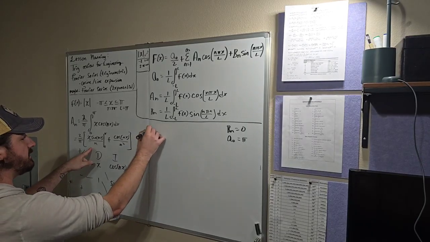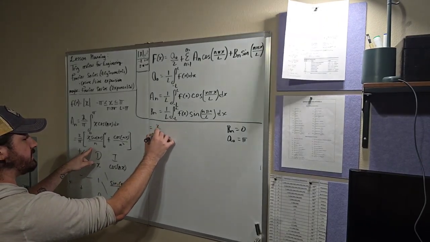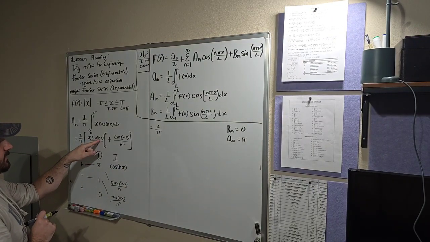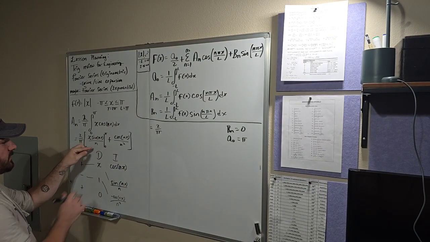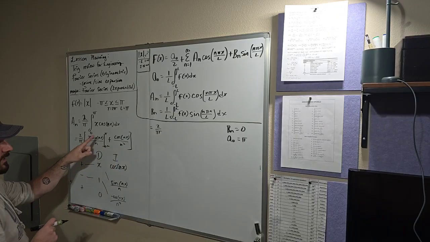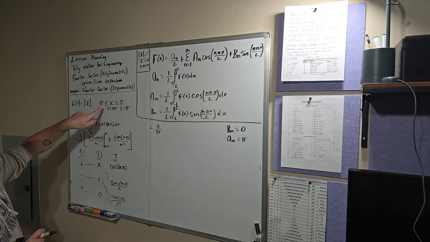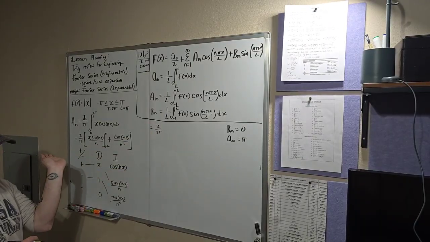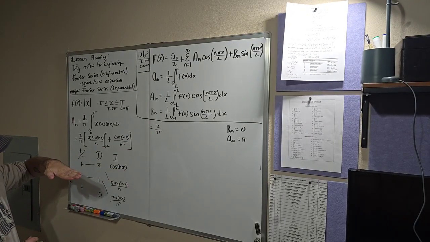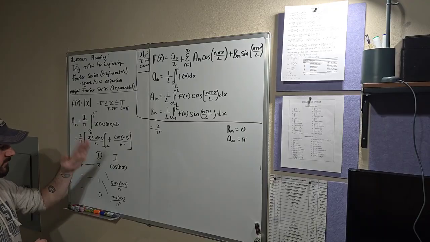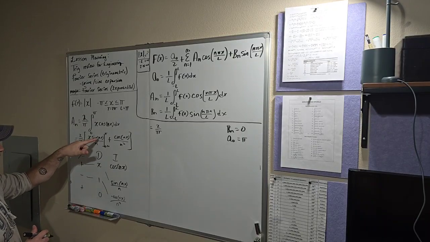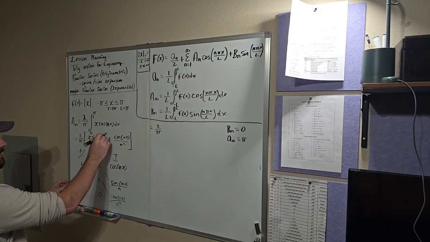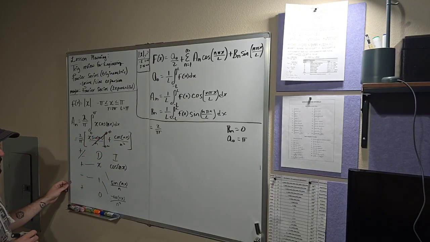So we've got 2 over pi still, that doesn't change. And then we already know sine of 0 is just 0. So we're going to say this just goes to 0 immediately. Now sine of n pi, every time n is an integer, so sine of 1 pi is 0, sine of 2 pi is 0, sine of 3 pi is 0, sine of 4 pi is 0. So sine at every integer value of pi is going to be 0. So this whole term goes to 0.